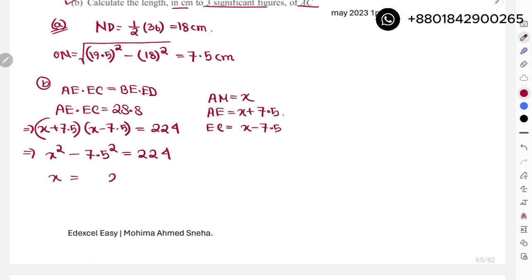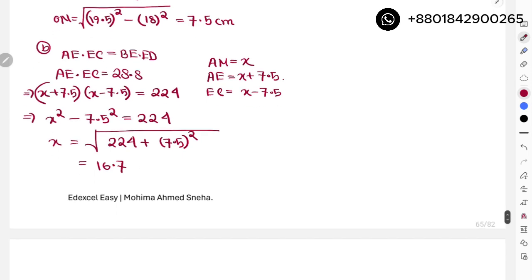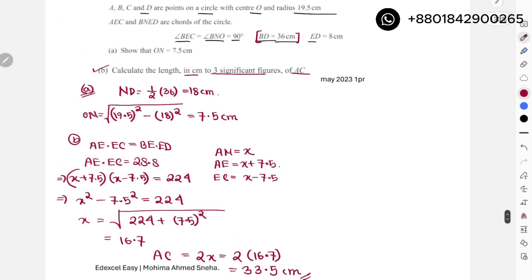From there, the value for X is going to be 224 plus 7.5 whole squared, and everything will go under the root, right? So from there you get 224 plus 7.5 squared, and that gives you 16.7. Now 16.7 is the value for half of AC, remember? So if you just multiply 2 with that, that will give you the final answer. So AC is going to be twice X, so that's twice 16.7, and that leaves you with 33.5 centimeters. And this is your final answer for A and B.